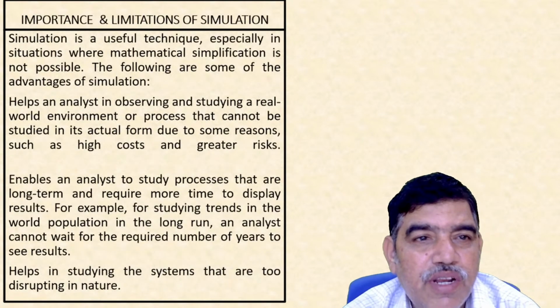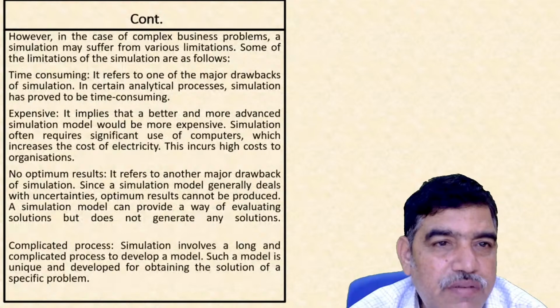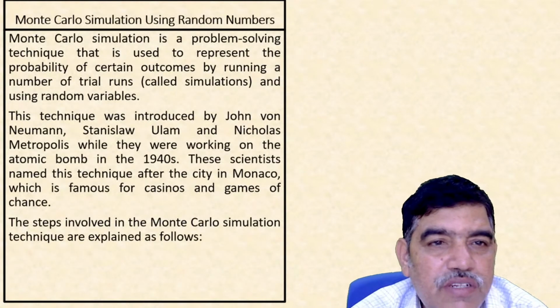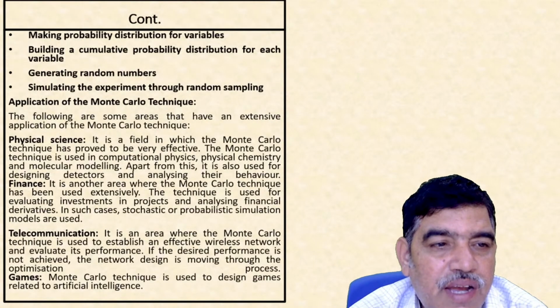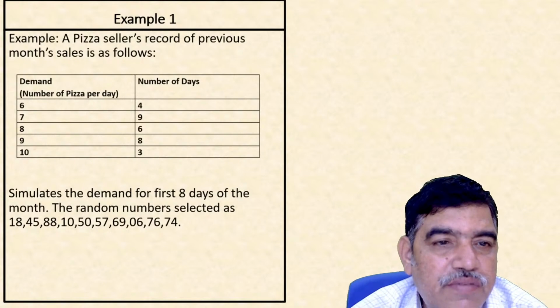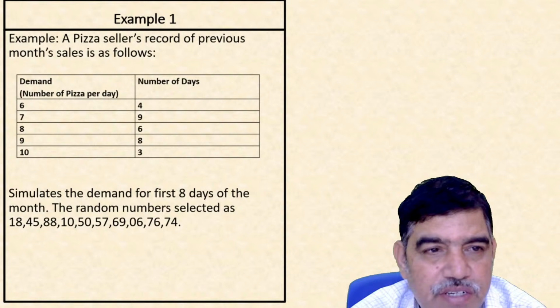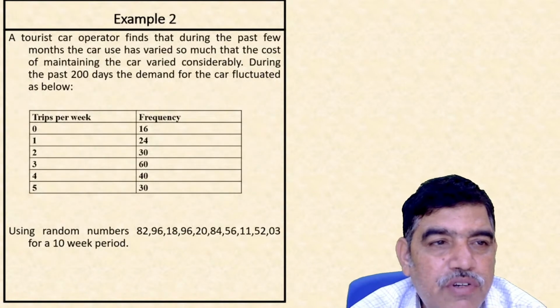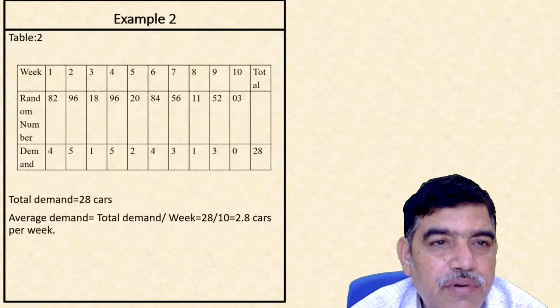Then what is the importance and limitations of simulation? Then what is actually Monte Carlo simulation? How to generate the random numbers and the steps of the Monte Carlo technique. So there are 6 steps. On the basis of 6 steps, we solved 3 examples on how to simulate. Example 1, and then example 2, and then example 3.